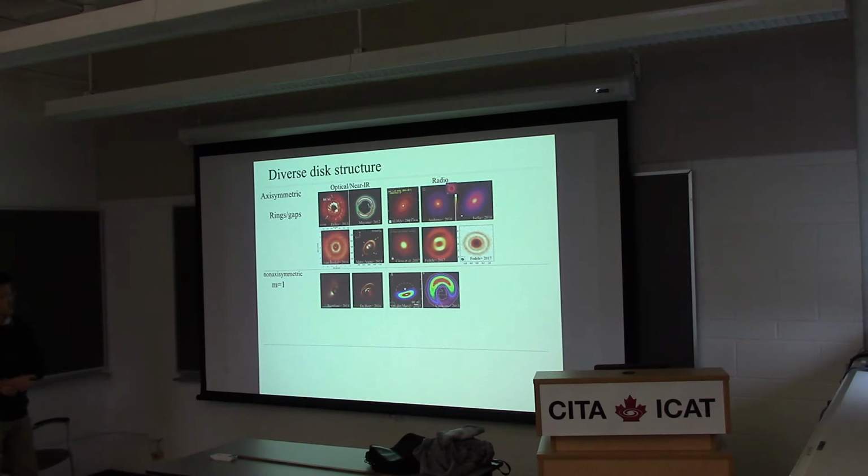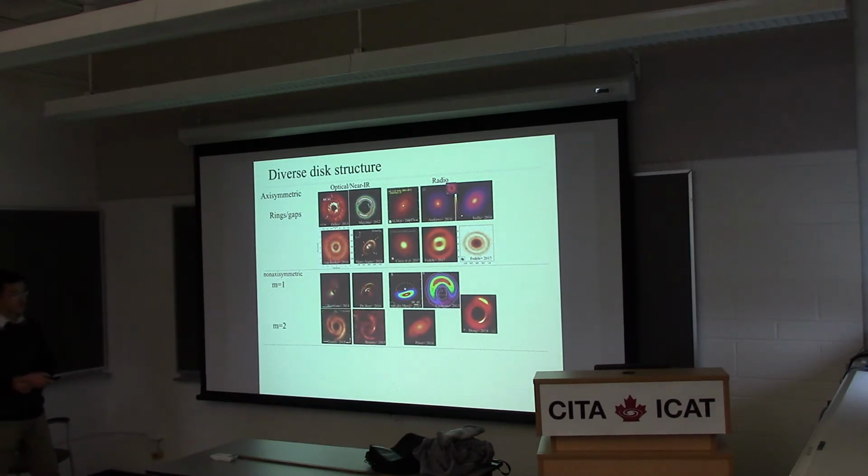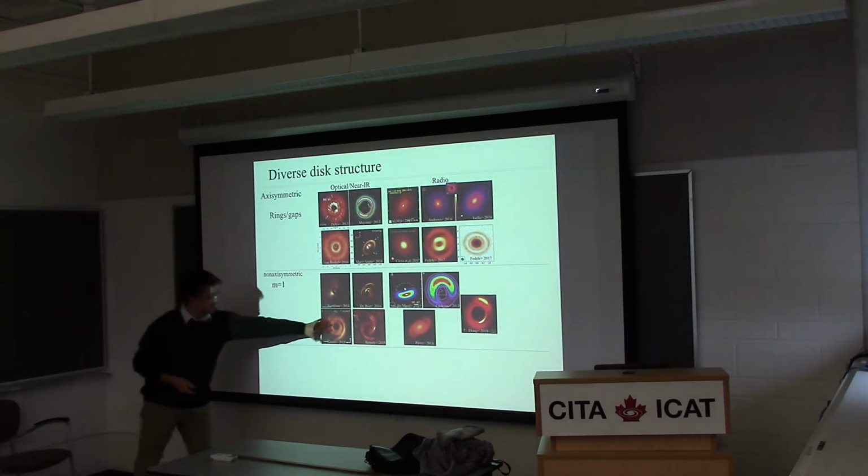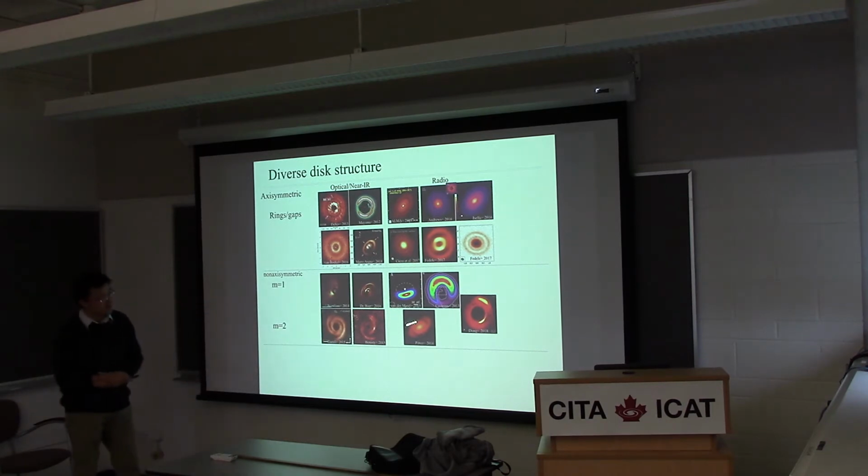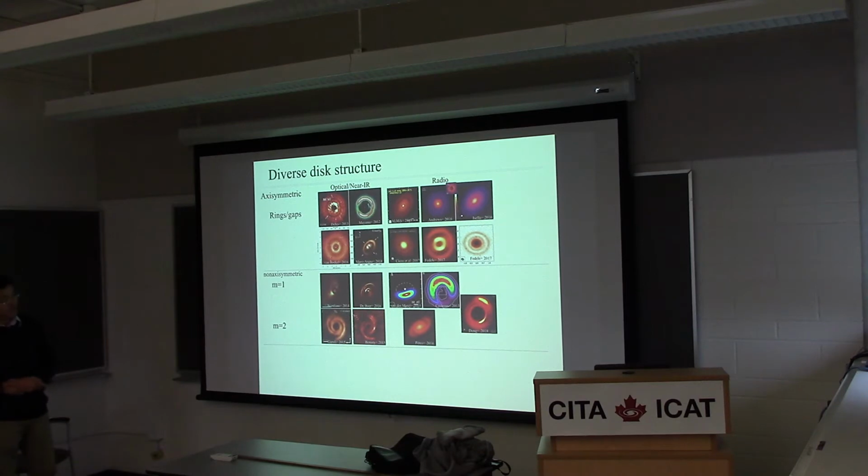And we've also seen things like spiral structures. This is near-infrared, with these beautiful spiral arms. And this is sub-millimeter, with these spirals. And we have seen things which have both spirals and these asymmetric clumps, like this one. Here is a spiral.